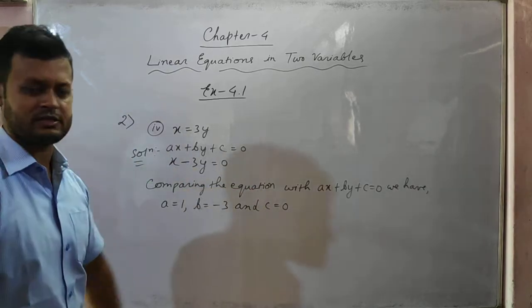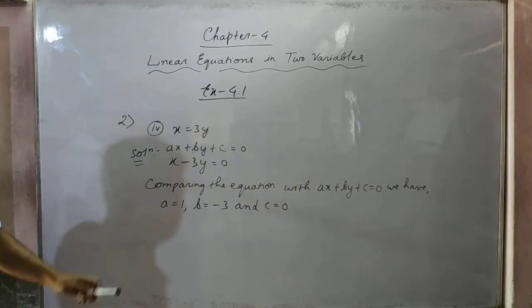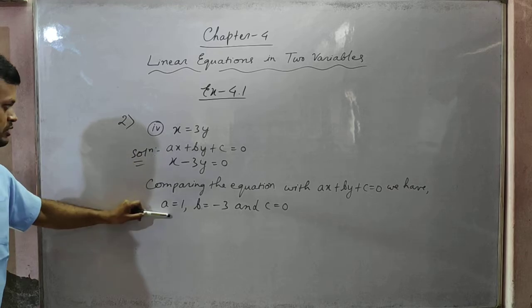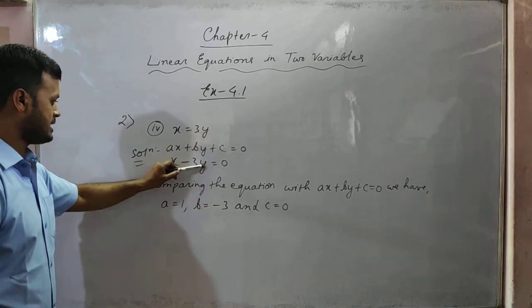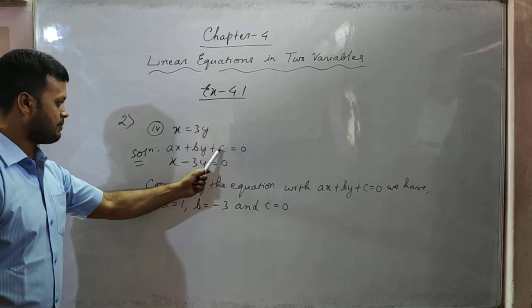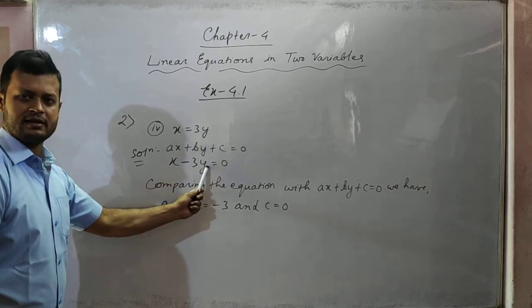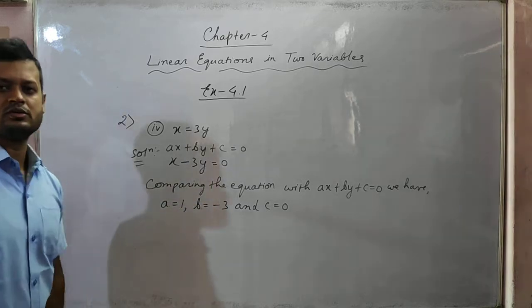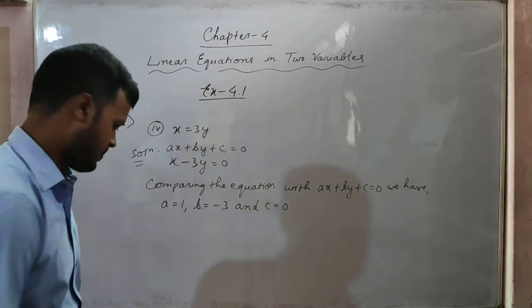Comparing the equation with ax plus by plus c is equal to 0, we have. So here along with x, a is there, here along with x, 1 is there, so a is equal to 1. Along with y, b is there, here along with y, minus 3, so b is equal to minus 3. And at last, class, c is there here. After 3y, is any constant number there or what? No. So c is equal to 0. Understood?